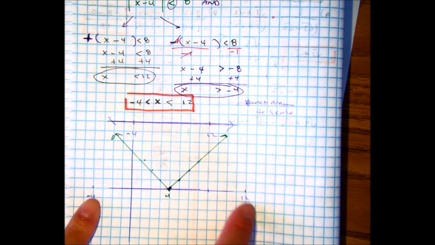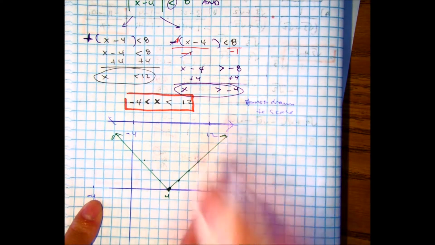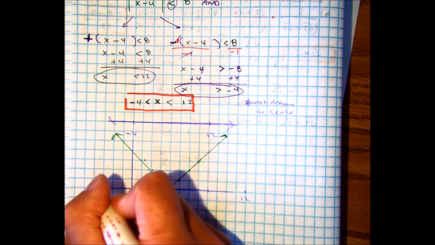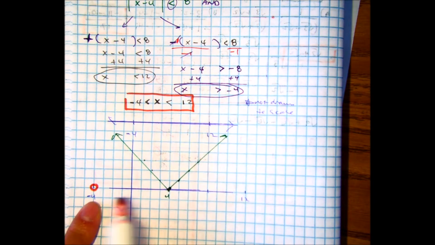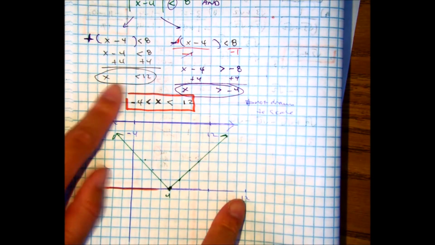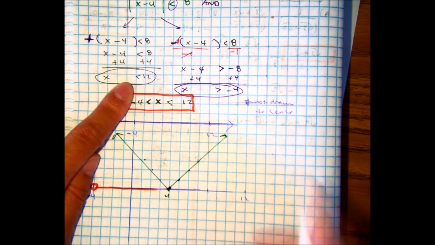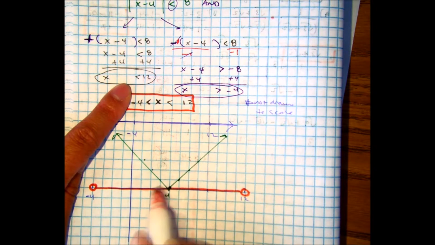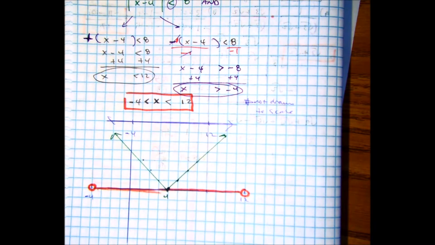Okay, so what we did previously is we said this. X is greater than -4. Open circle to the right. Yes? And then I said x is less than 12. Open circle to the left. And that's what our solution looked like. Yes? Okay, let's build upon this.